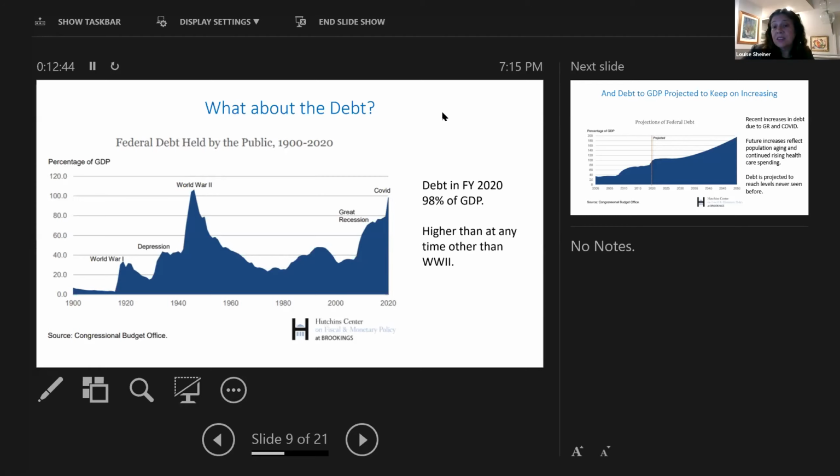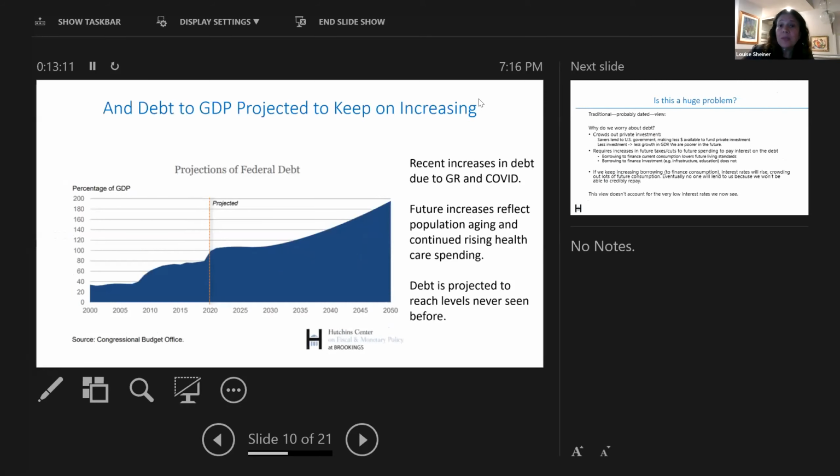So debt in fiscal year 2020, which ended at the end of September, hit 98% of GDP. That's higher than at any other time that we've observed, except for World War II. At the peak, it hit 106% in World War II. So we definitely have taken on a lot of debt, much more than we've seen since post-war. First, we had the Great Recession that boosted our debt a lot, and then we had COVID. And going forward, the debt to GDP ratio is projected to keep on increasing.